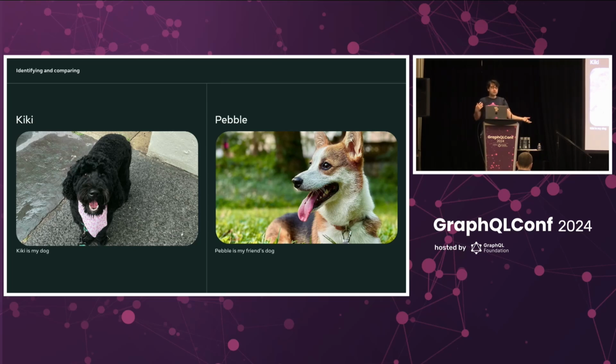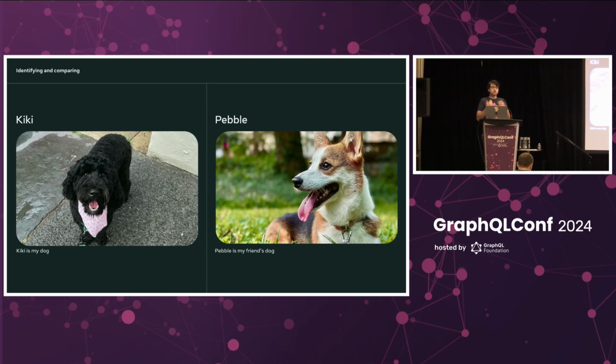So I have a dog, her name is Kiki. My friend has a dog whose name's Pebble. How can you know which dog is which? Well, you can use their name, but it turns out there's a lot of things named Kiki. There's Kiki's delivery service. There's a song named after a Kiki. Those aren't my Kiki, right?